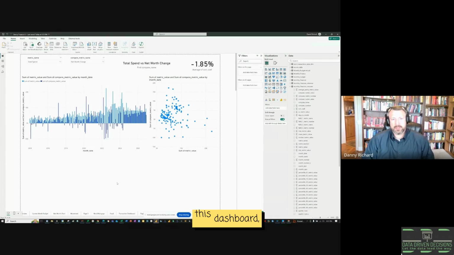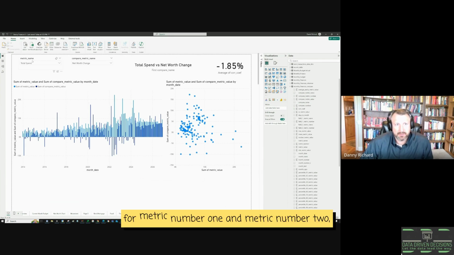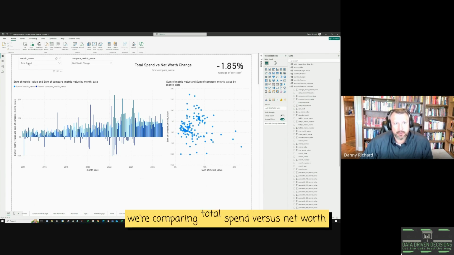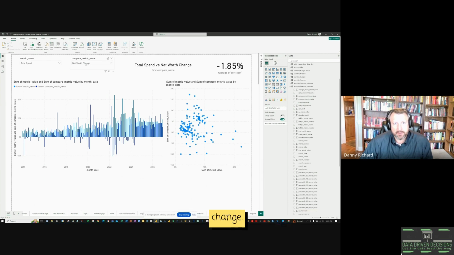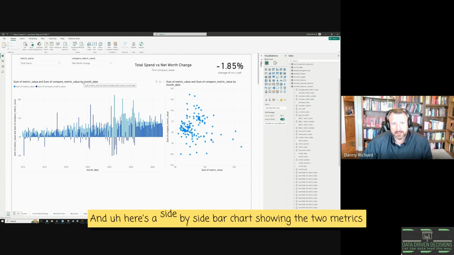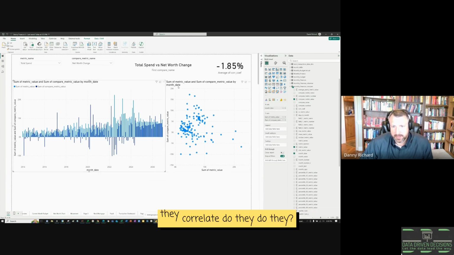So on this page, this dashboard, it's just got two filters. You've got your choice of, for metric number 1 and metric number 2, which two metrics do you want to compare? So in this scenario, we're comparing total spend versus net worth change. So how much does total spend predict net worth change? And here's a side-by-side bar chart showing the two metrics together. And here's a scatter plot showing the two metrics and how they correlate.